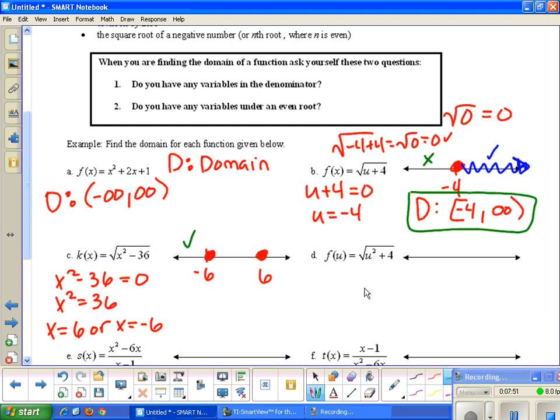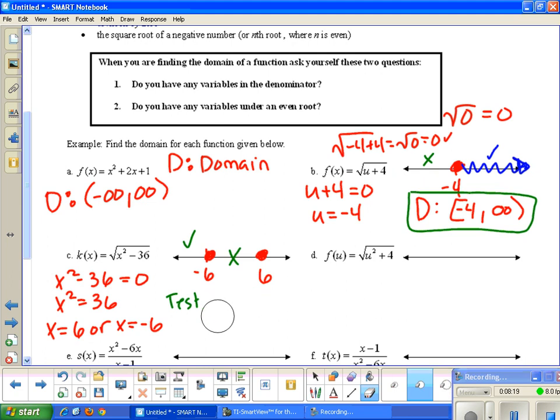The next number that I'm going to test, in between -6 and 6, the easiest number would be 0, so I'm going to test 0. If I plug 0 in here, I get the square root of 0 squared, which is 0, minus 36, which would be the square root of -36. Because I have a negative underneath there, that means any number in between 6 and -6 will not work. All of those numbers in between are going to make what's underneath my radical a negative.